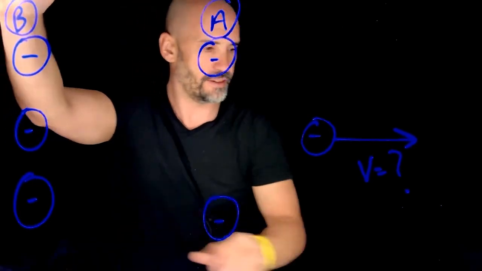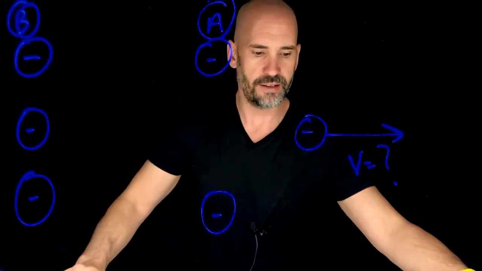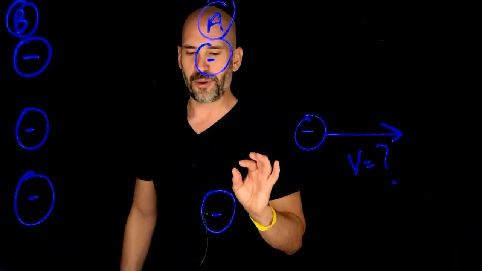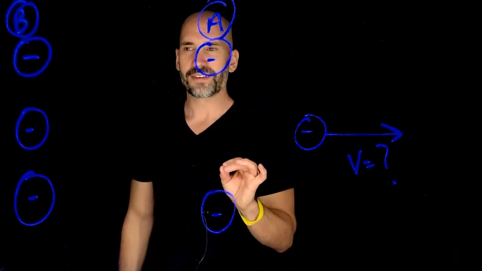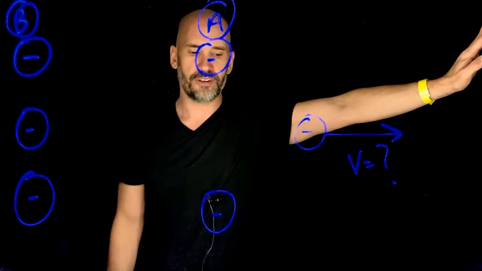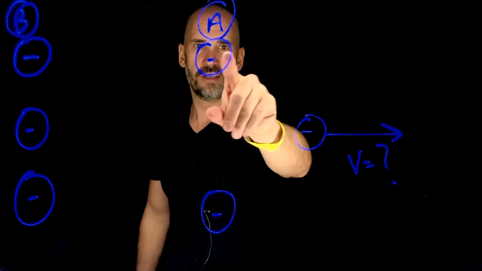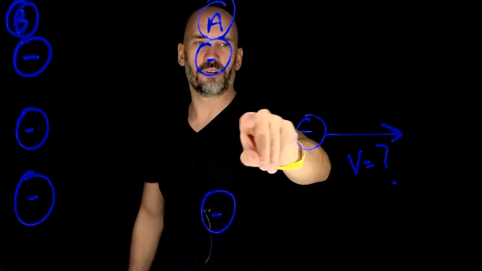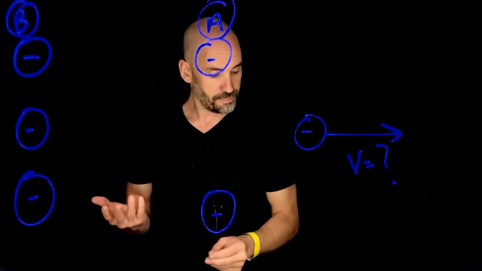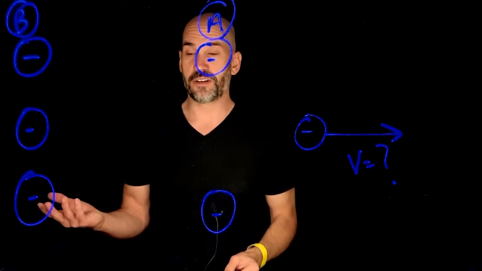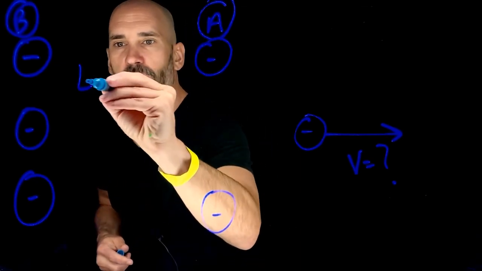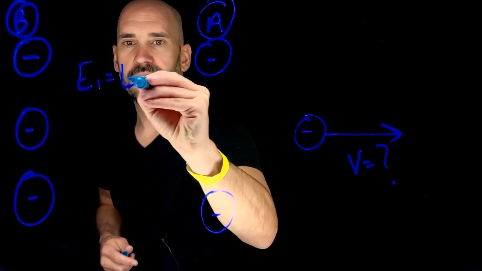That's easy. The other question, though, is what is going to be the speed of this electron all the way off at infinity, right? So it's trying to get away from these two particles, and it goes away, and it's going to have some velocity. What is that velocity? Bottom line is, we can use conservation of energy to solve that problem, okay? So we just say E1 equals E2.